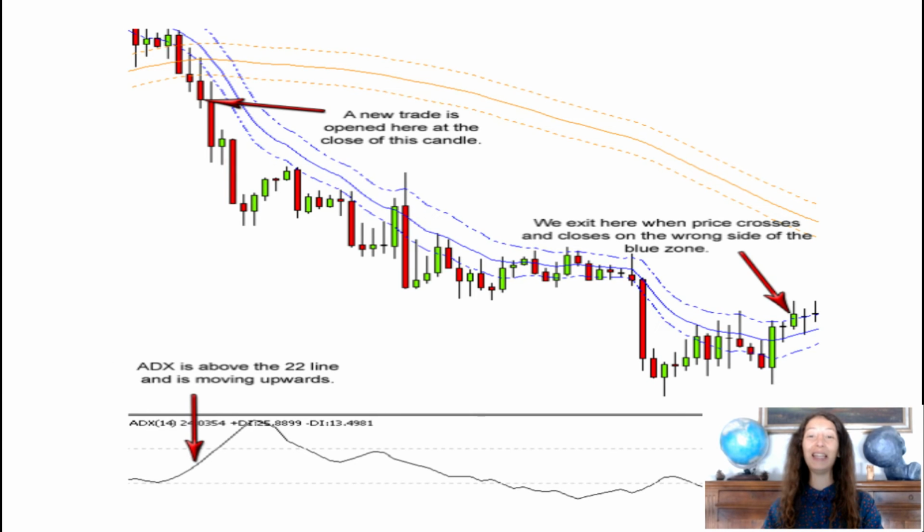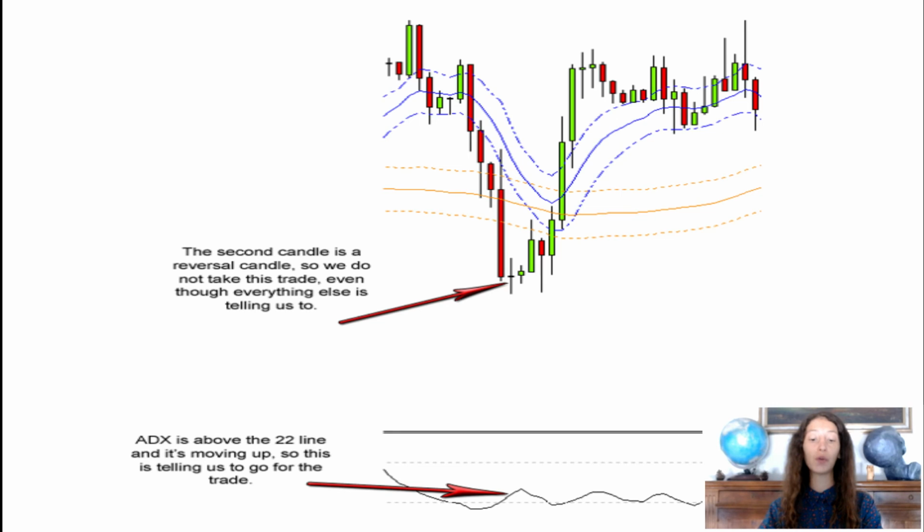You can see in this example how the ADX helps filter out a bad trade which would have lost us lots of money if we'd gone ahead and entered based purely on the candlestick. The ADX was telling us the trend was weakening and was unlikely to last, so this simple filter saved us from a bad trade. This example illustrates the reversal candle filter.